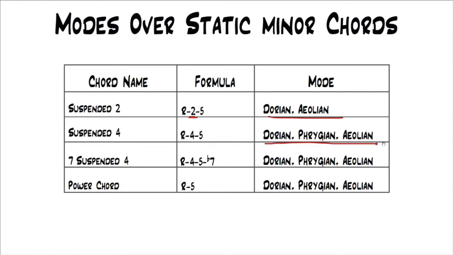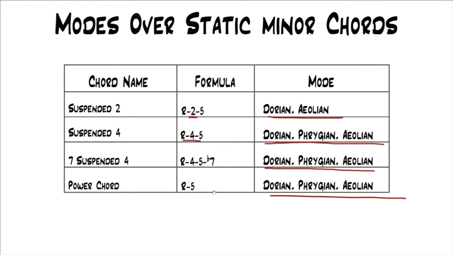Suspended fourth, you could use any of the modes. You have a root, perfect fourth and perfect fifth from any of the minor modes. 7 suspended 4, you could use any of the minor modes. And power chord, you could use any of the minor modes. And for any of these situations, you just have to listen to what fits best in that situation.